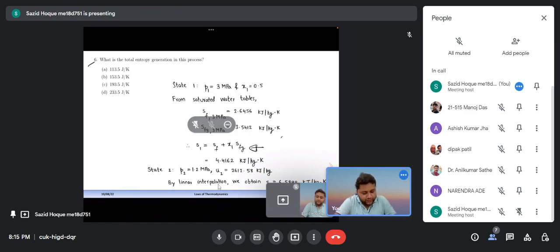Similarly, state two is given P2 and U2. So you know P2 and corresponding U2, right? You need to find at this P2 what will be S2, and again you have to go to the table and find where the value lies, and do linear interpolation to find it. So this is mathematically involved, you have to do interpolation to find S2. Once you know S2, S2 minus S1 will be the generation.